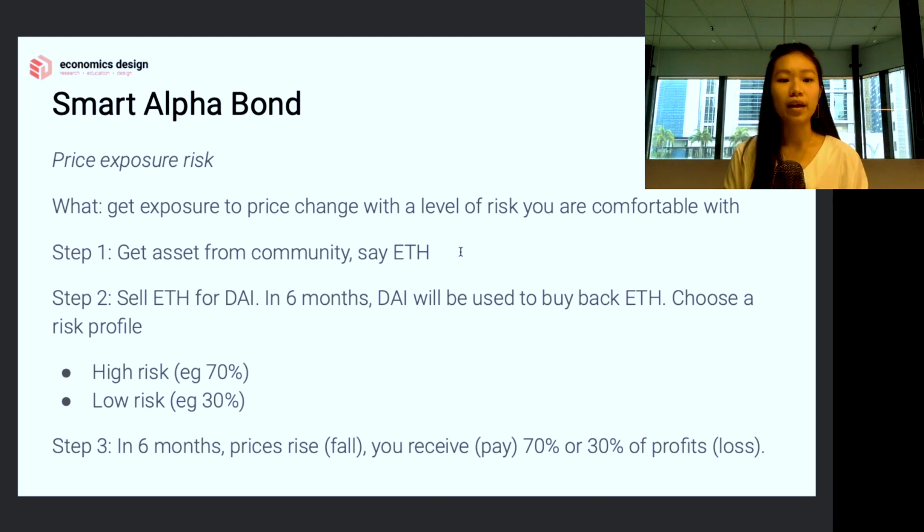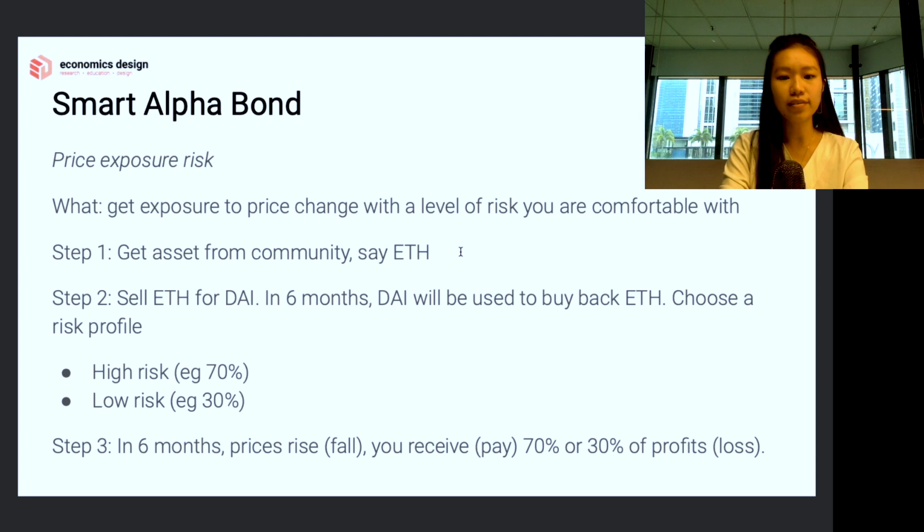So where do people come in? When I sell my ETH, or when I give my ETH to the BarnBridge protocol, I can choose 2 types of risk that I'm comfortable with. It could be high risk, so something like 70%, or low risk, something like 30%. So I just choose one of these boxes to be in. So what happens? What does it mean when I'm in these boxes? So step 3 is that this bond, let's say, it expires in 6 months. So this exposure risk is valid for 6 months. This financial product is valid for 6 months.